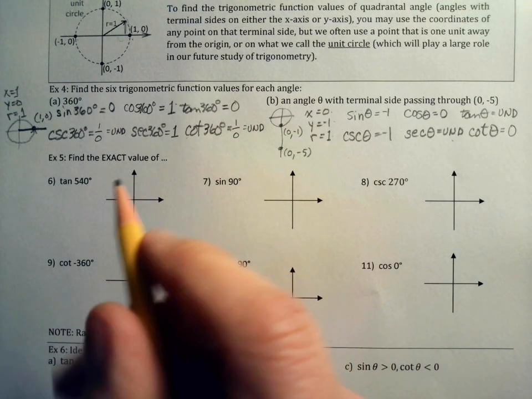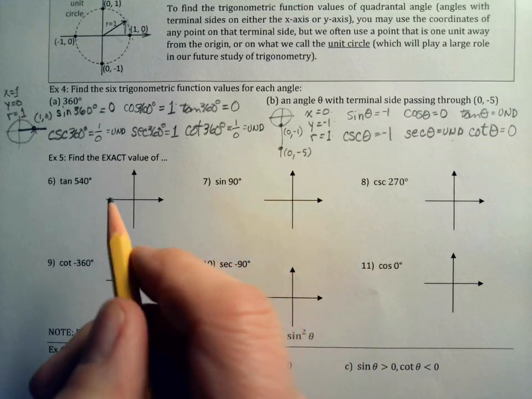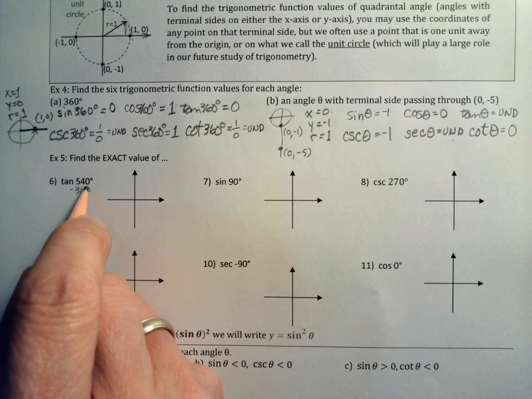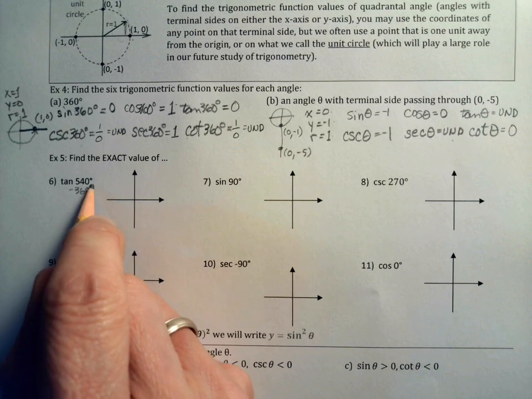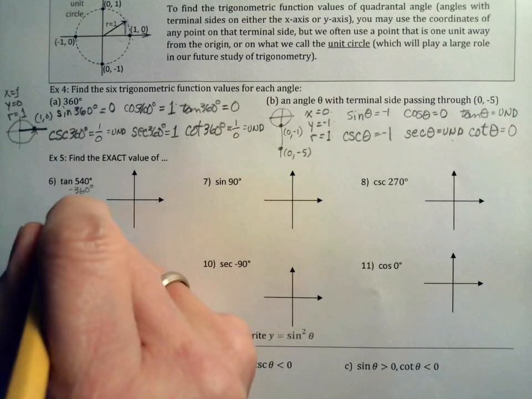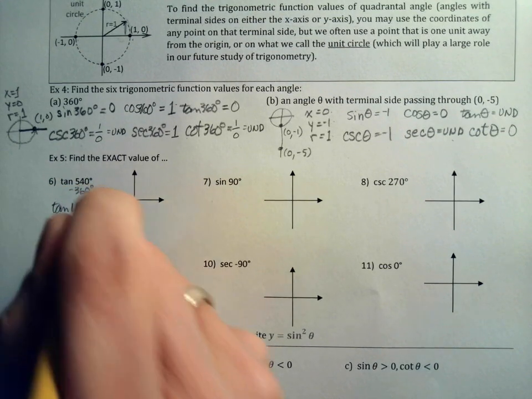All right, tangent of 540. So we got to think about a coterminal angle, right? So we could subtract 360 degrees. If it's over 360, we want to get a coterminal angle that's smaller. Best if the angle is between 0 and 360. So we're going to subtract 360 from that. So 540 minus 360, and that's 180. So really it's the same as the tangent of 180 degrees.